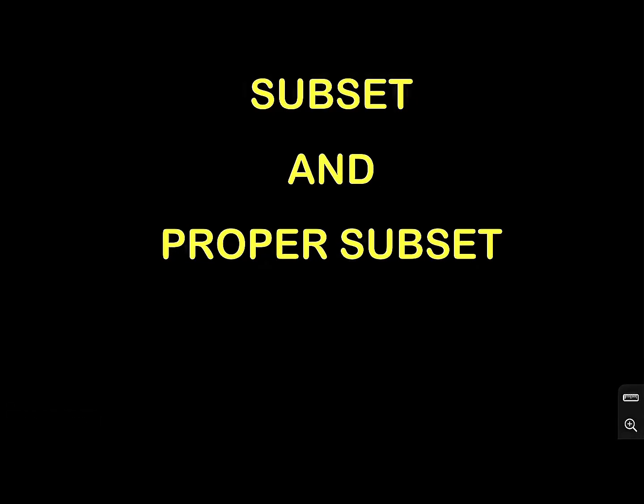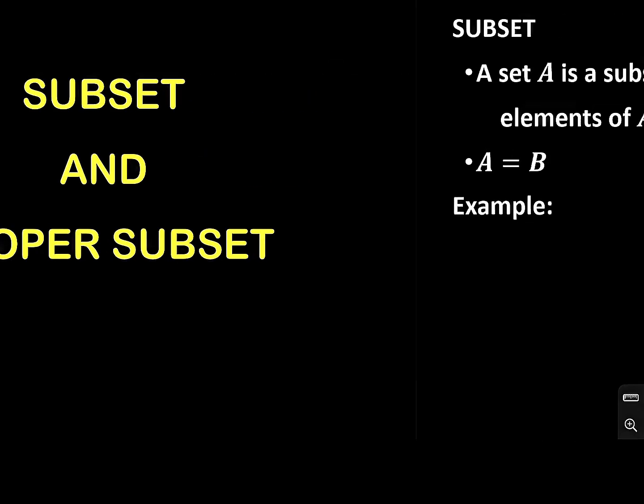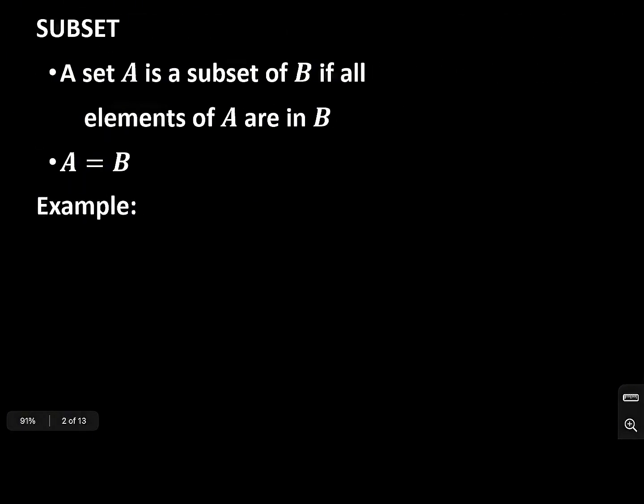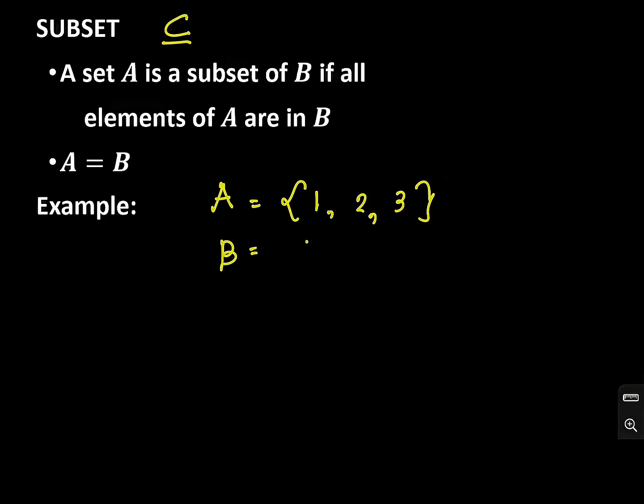Good day everyone. So today we will discuss subset and proper subset. Let's have here subset. A set A is a subset of B if all elements of A are in B, or set A is equal to B. Meaning you can copy all elements from set B into set A, or it can be that some elements of set B are in A, but it cannot be a subset if some elements in A are not found in B.